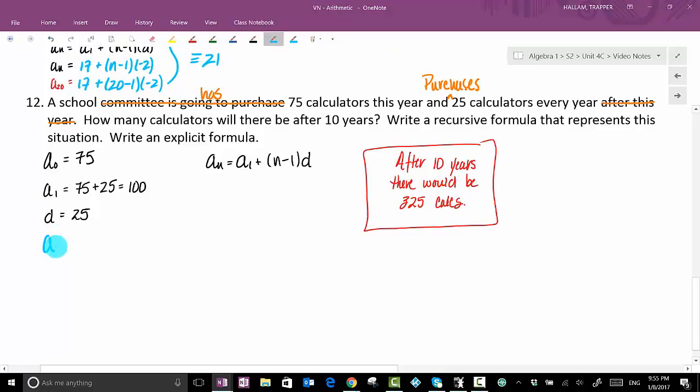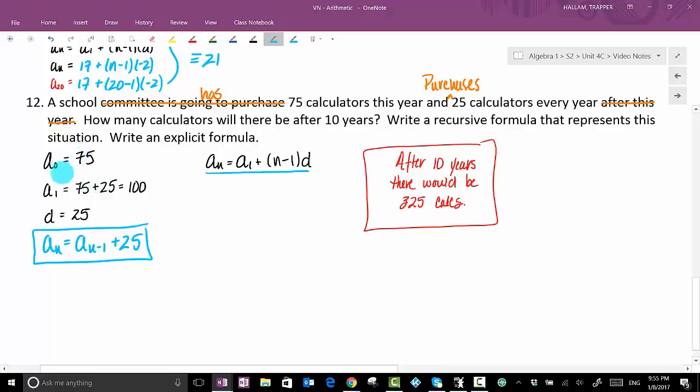So what we're looking at in general form is whatever term we're looking for, we have to have the previous term plus the difference. So in this case, our difference is 25 calculators per year. So we're just going to add 25. So there's our recursive formula. Now let's get back to the explicit one. For the explicit one, here's the general form of it. A sub n, whatever term you're looking for, you need the initial term and the difference. So in this case, we don't have the initial term. What we start with is 75 calculators, because that's how many they began with, your y-intercept, your initial amount.